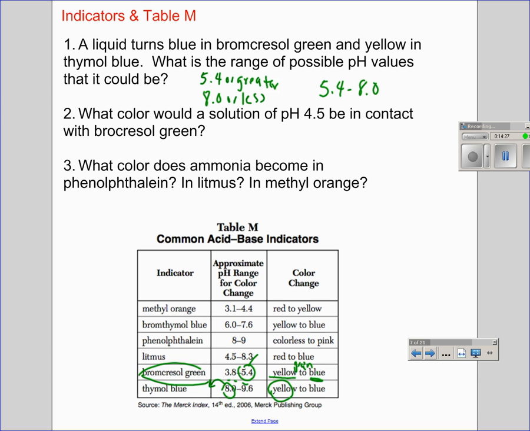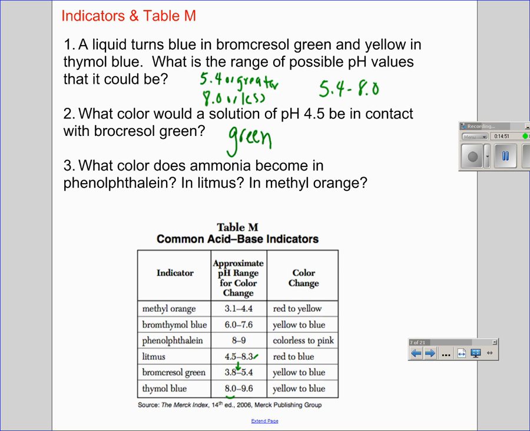Number 2, what color would a solution of pH 4.5 be if it was in contact with bromcresol green? Okay, 4.5 is right in the middle between 3.8 and 5.4. So what color did we say it would be? Right in the middle would make it green.